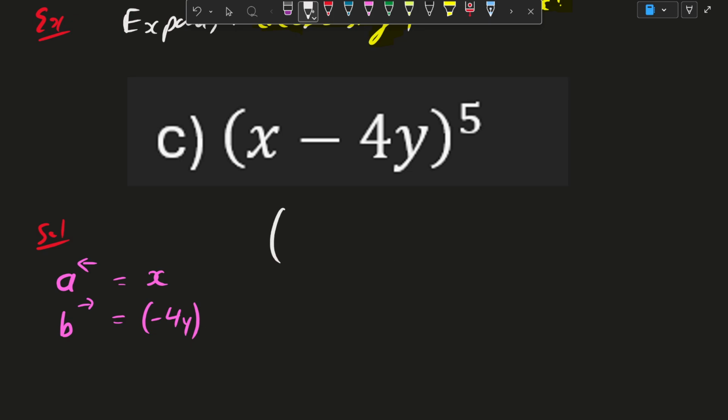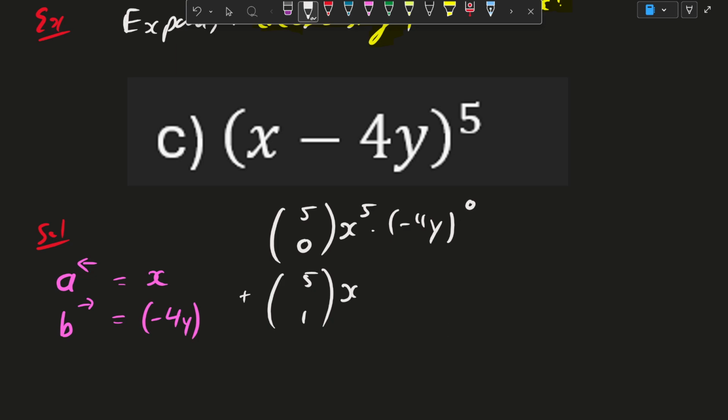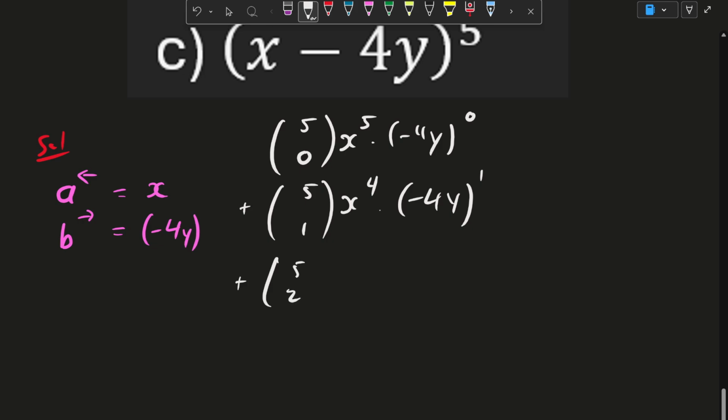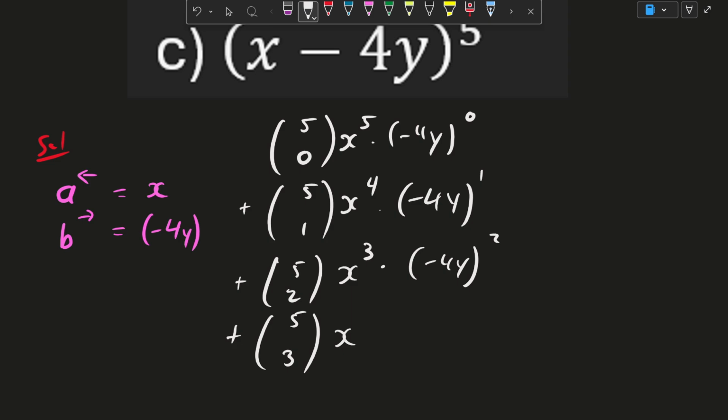We're going to start with the row number, which is the power. 5 choose 0. So that means we're moving to the left every single time. So that gives us an x to the 5 times minus 4y to the 0. Plus 5 choose 1. We'll have x to the 4, so I'll have 4 movements to the left multiplied by 1 movement to the right. Plus 5 choose 2 times x cubed times minus 4y squared. Plus 5 choose 3 times x squared multiplied by minus 4y cubed.